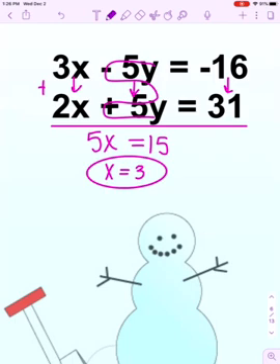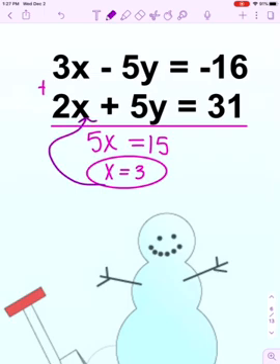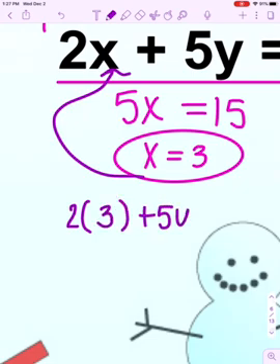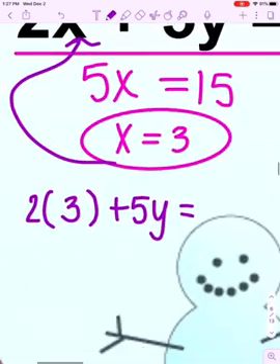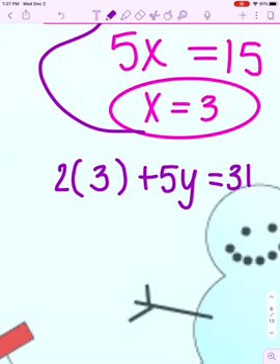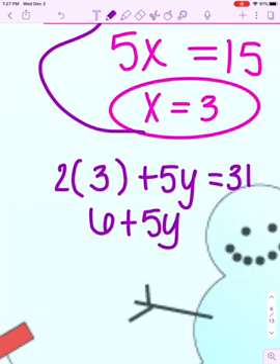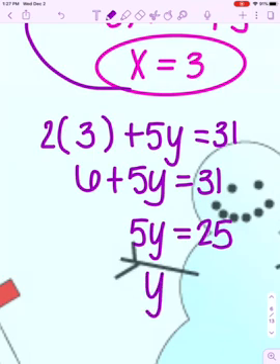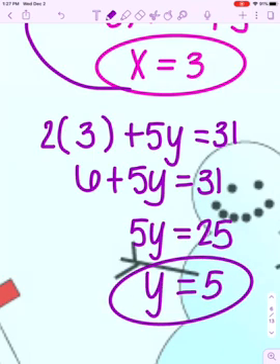Now, it's not going to be as easy to plug them in as it was with substitution, so this part's a little bit harder. But you pick whichever equation you want. And I'm going to pick the second one here because it doesn't have any negatives and it just looks a little bit simpler. But it doesn't matter, you should get the same thing either way. 2 times x, which we now know is 3, plus 5y equals 31. 2 times 3 is 6 plus 5y equals 31. Subtract the 6, so 5y equals 25. Divide by 5, so y is 5.